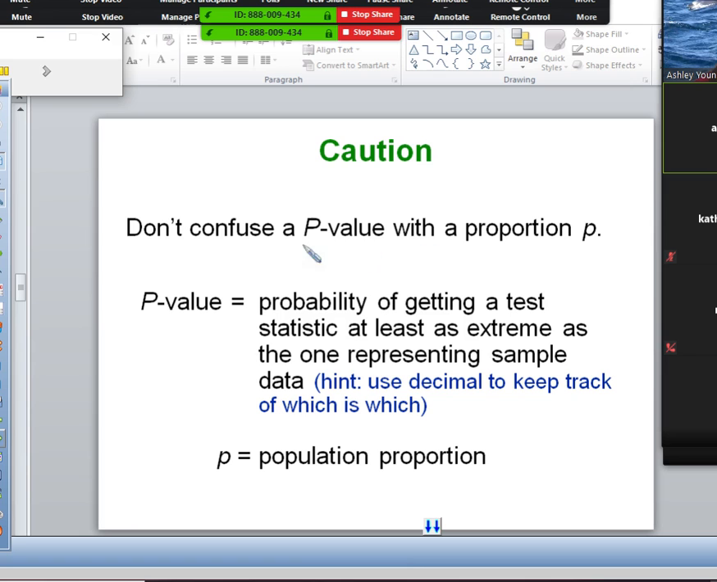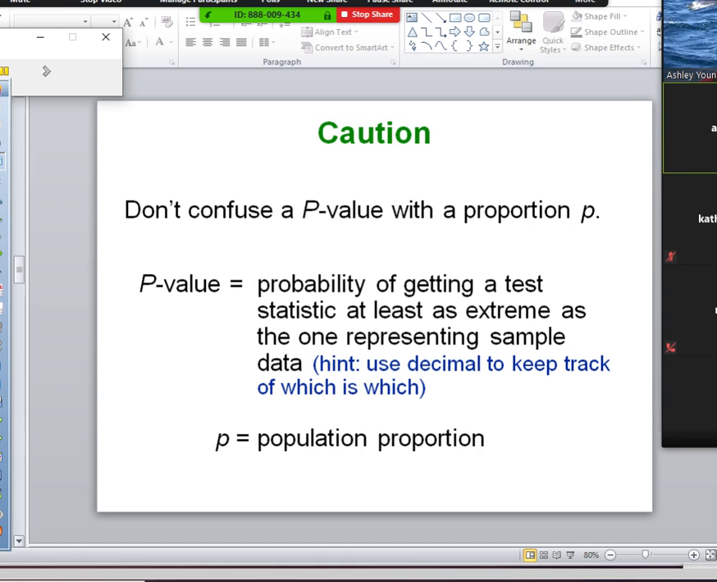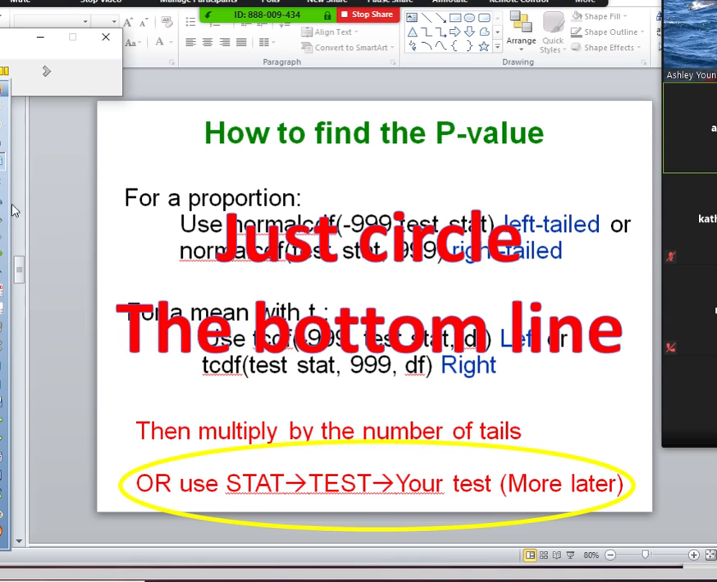So don't confuse the p-value with the proportion p, which is why I kind of shy away from it a little bit, being a wimp. Maybe use percentages for this one, right? Use the percent sign and only switch it to decimal when you put it into the calculator, or just really keep track of which one's which and keep that clear in your mind, because it does get confusing having both of these. But like I said, I'm not going to require you to know p-values or use p-values in this class. It might be an extra credit problem, but it will not come up on the exams.